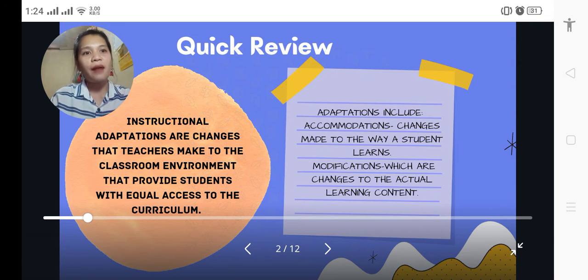So what is accommodation? As we all know, accommodations are the changes made to the way a student learns. So these are the teaching strategies. Next, we have modifications. What is modification? They are the changes to the actual learning content. So we have the curriculum that is the basis of our learning content.